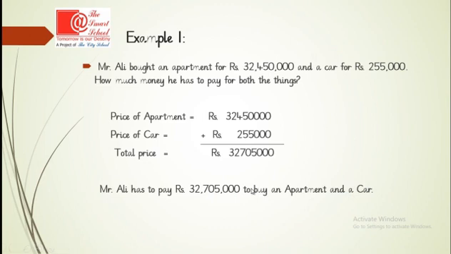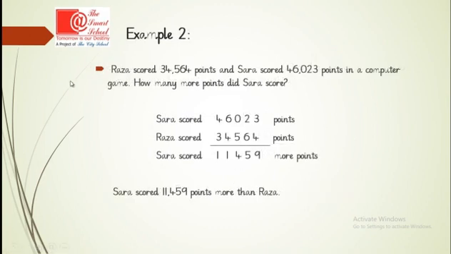Now come to the next example. Here it is, Raza scored 34,564 points and Sarah scored 46,023 points in a computer game. How many more points did Sarah score?